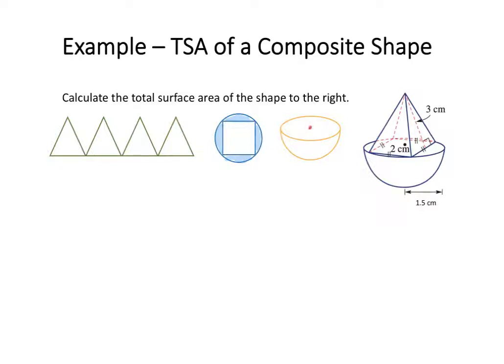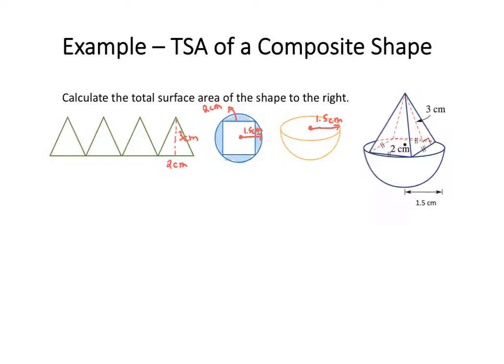So starting with the semi-sphere, we can add in the radius of 1.5 centimeters. Then moving on to the circle, that too is going to have a radius of 1.5. We also need to add in the side of the square, which is going to be 2 centimeters. And then for the triangles, each triangle has a base of 2 centimeters and a height of 3 centimeters. So now we have all of the measurements that we need to calculate the area of each of our components to calculate the total surface area.